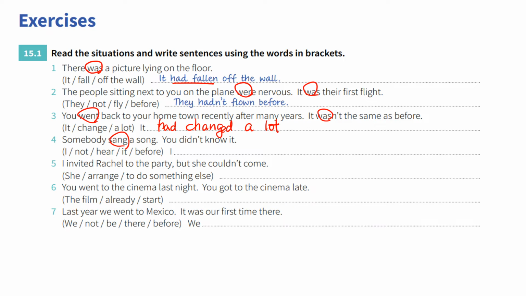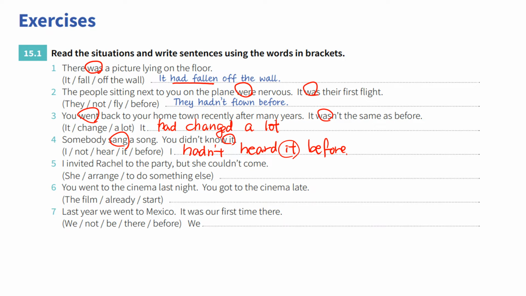Somebody sang a song. You didn't know it. You didn't know the song. So I had not heard it. I had not heard the song before.